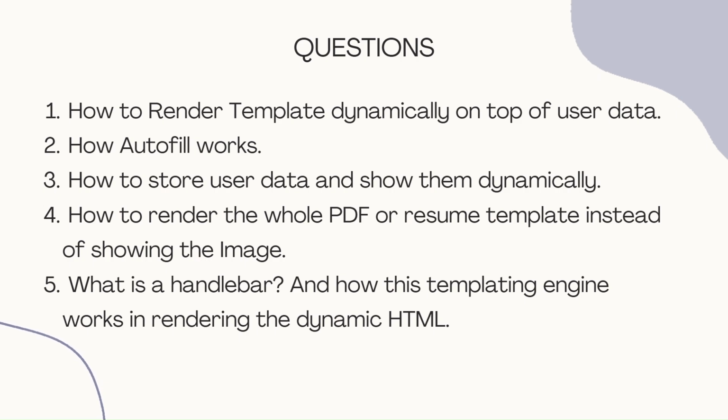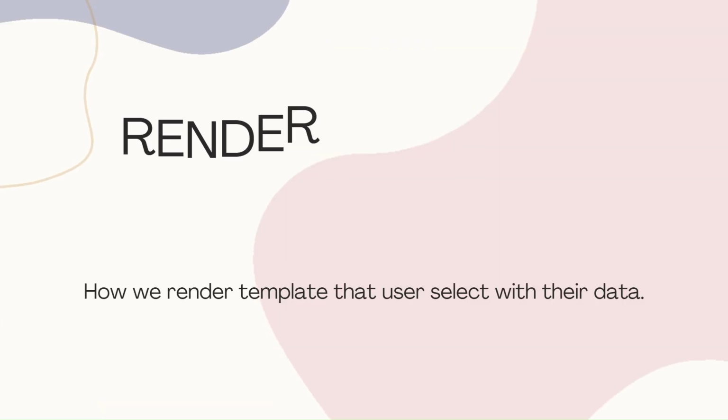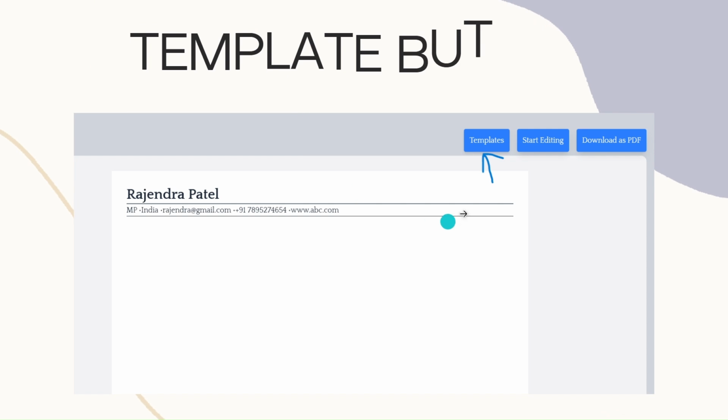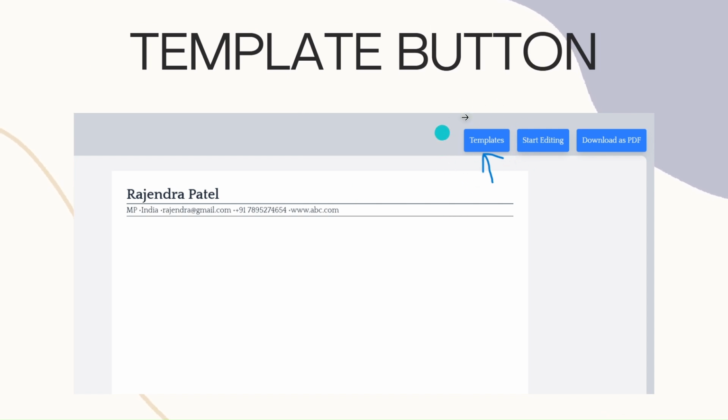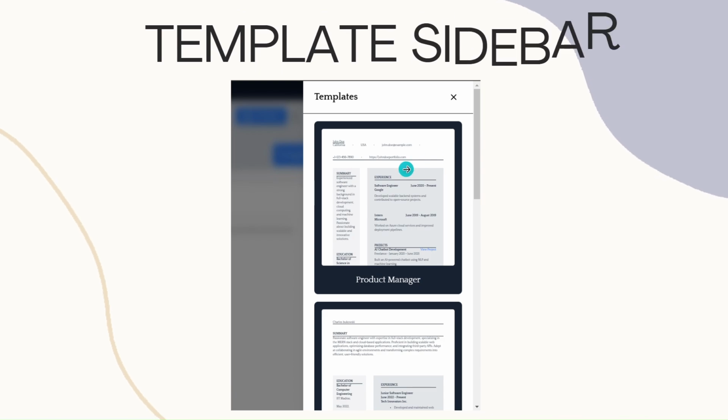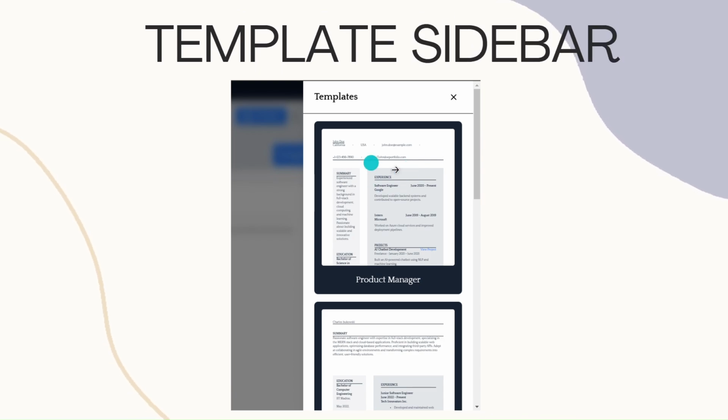And for today's video, we have this topic to cover, which is how we are rendering templates dynamically, like how we are putting the data on a particular template and showing it to the user. So if I just show you what I'm saying, you have seen this template button. Whenever you try to create a custom resume, you get this template button. With this template button, if you don't like the particular template that is popping up over here, you can click on this template and it will give you some options to choose other templates like these.